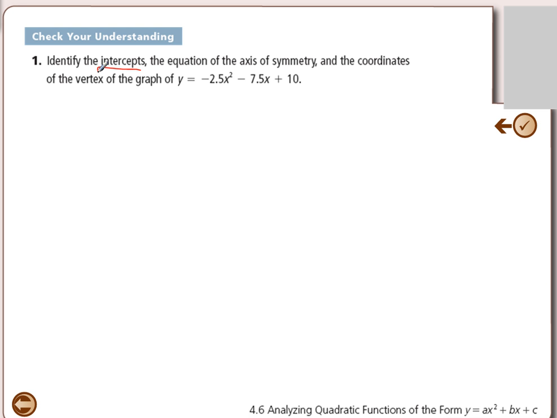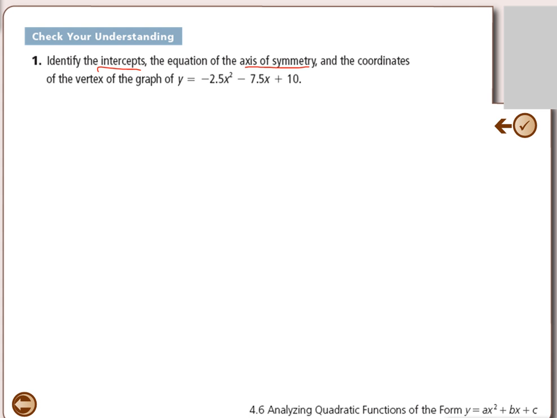All right, let's identify the intercepts and axis of symmetry for this graph. Hey, they've got decimals. If they start and give you decimals, we can work with decimals all the way through. Don't need to change them into fractions. So here we go. Let's get started.